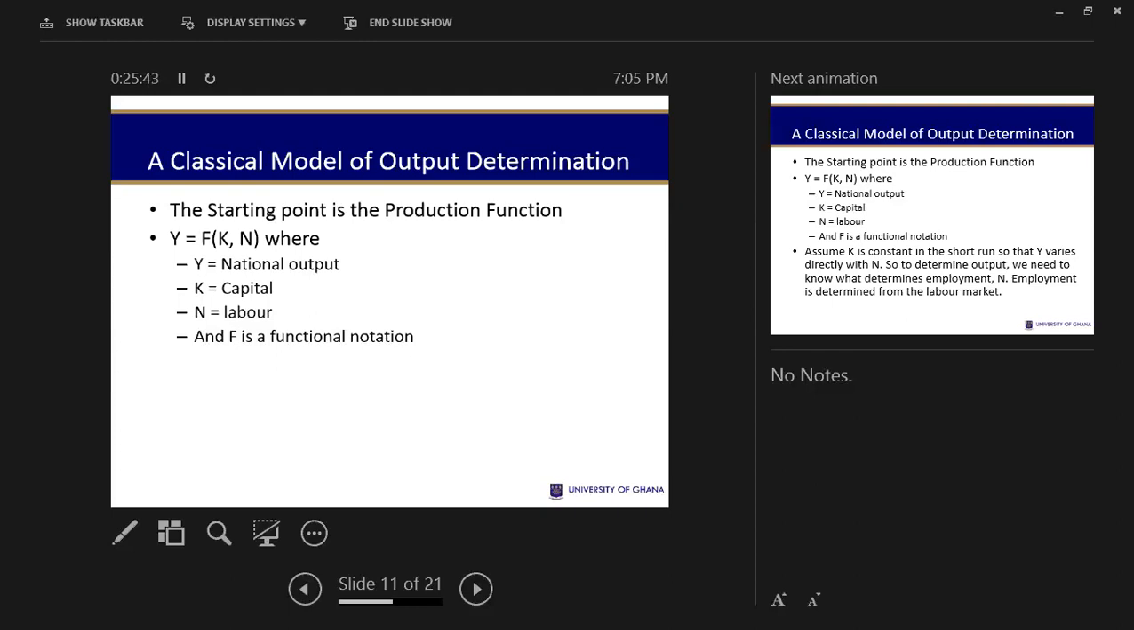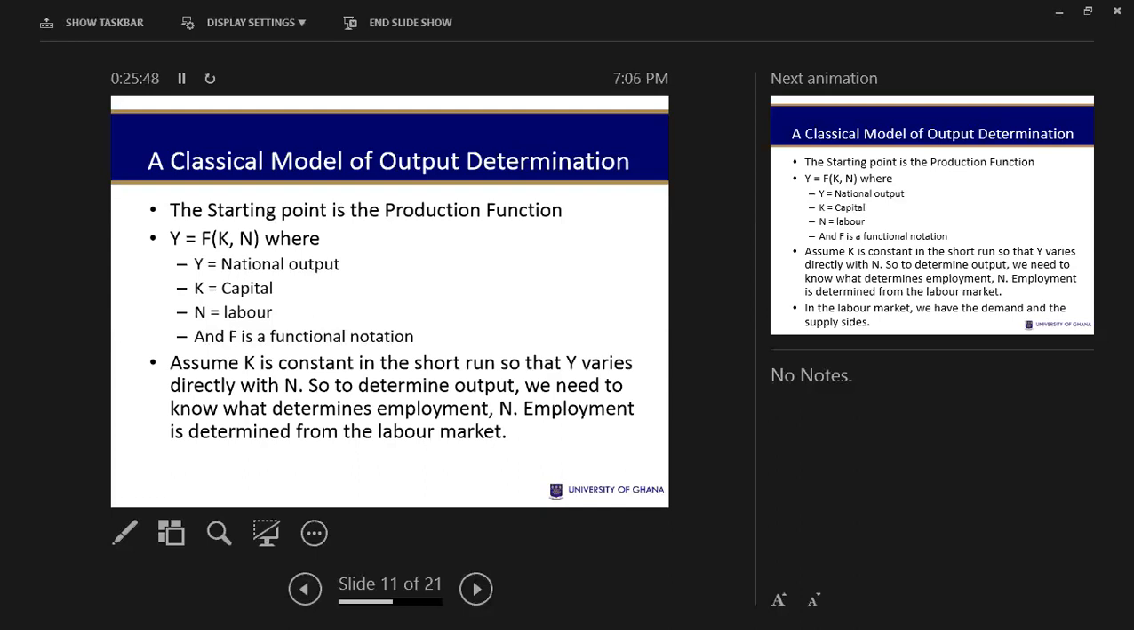So Y will always depend on K and then N. But here we are assuming that K is constant in the short run. Of course, with the course that you've been doing, I think you are still in the short run for 2 years. I'm not even sure you get to the long run. You will be in the short run and maybe in level 1, you get to the medium run, then you finish school. Okay, right. So because we are in the short run, we are just assuming K to be constant.